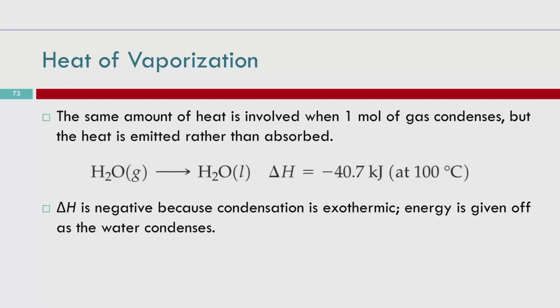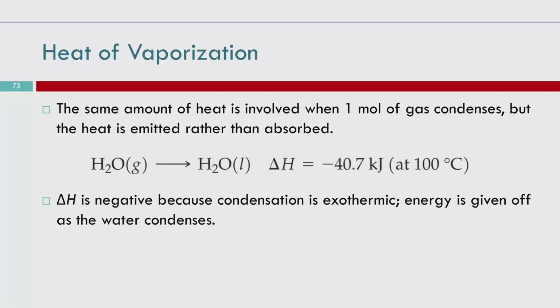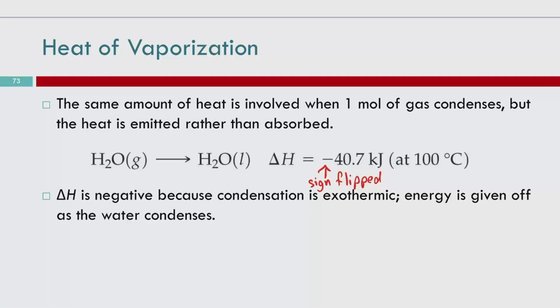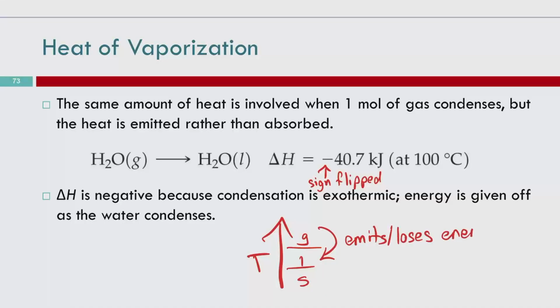The same amount of heat is involved when 1 mole of gas condenses, as we saw with fusion and melting, but the sign is negative. So the only change is that the sign flipped. And now our delta H is negative. Condensation is exothermic. We're going from a gas to a liquid, and that requires that we emit or lose or give off energy.